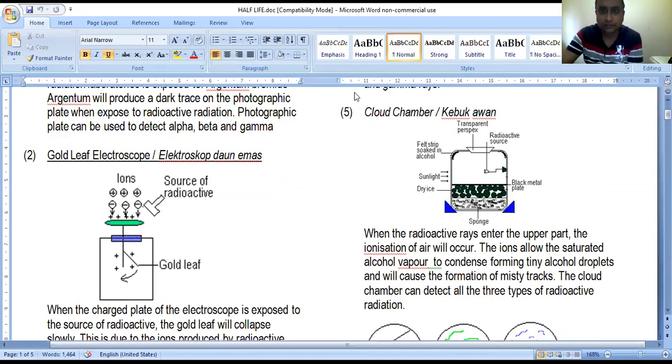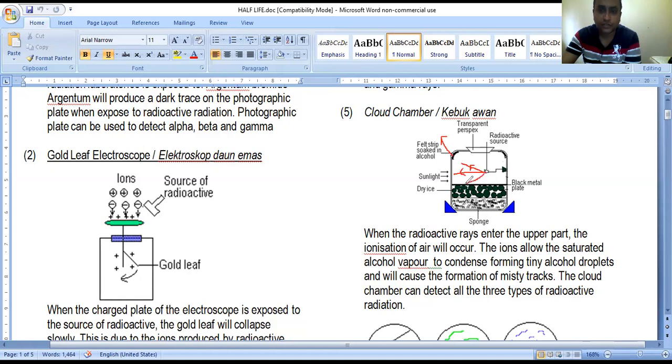Now basically a cloud chamber, the important part is you have a sponge down here, and then you have the dry ice, and then you have a metal plate here, dark in color. And then you have a felt, it's a cloth. This cloth is soaked with alcohol. And then you have the radioactive substance.